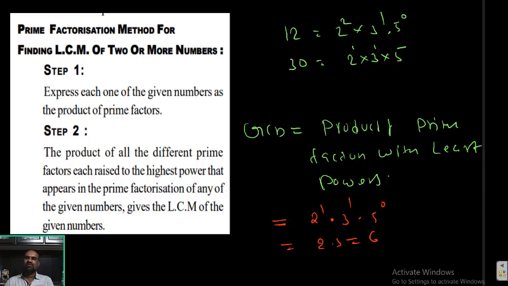This is an important method. While finding LCM, what should we do? Product of prime factors with the highest powers. GCD means product of prime factors with the least powers.